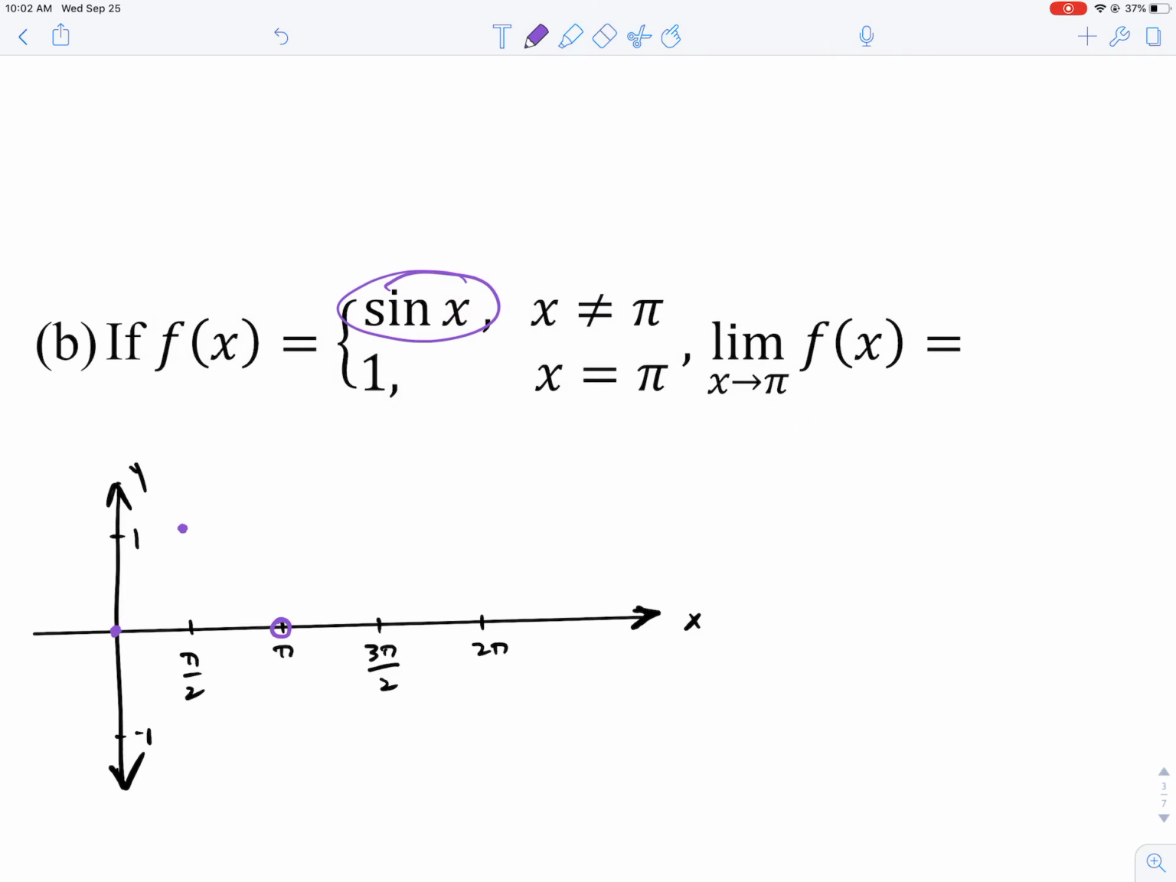I'm going to leave an open circle at pi comma 0, because sine of pi is 0. Thinking back to your unit circle, which I know you all remember. And then for this piecewise, when x is equal to pi, the function is equal to 1. So f of pi is equal to 1. So there's a point up here.